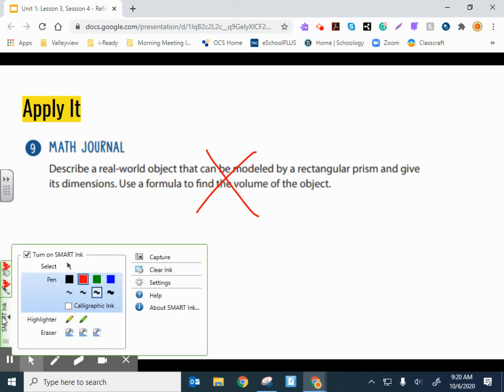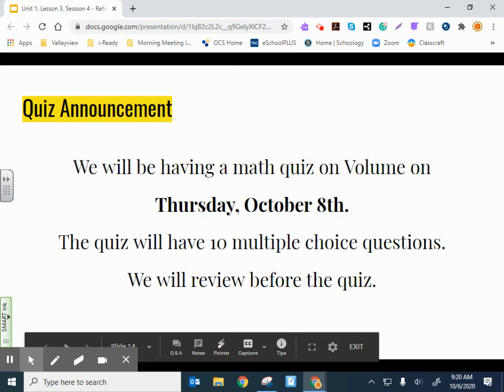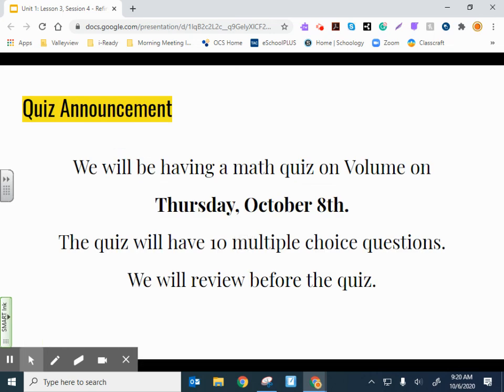So, yep. Your homework. The moment you've been waiting for. You will have a math quiz on Thursday, October 8th. We'll review. It's going to be all the different ways to find volume that we've used between cubes, between total volume, and using formulas.